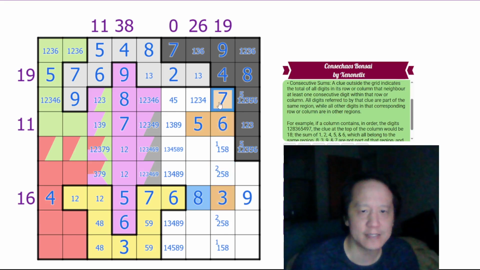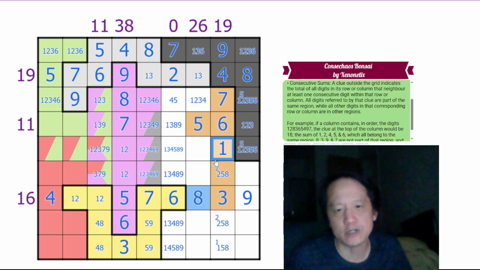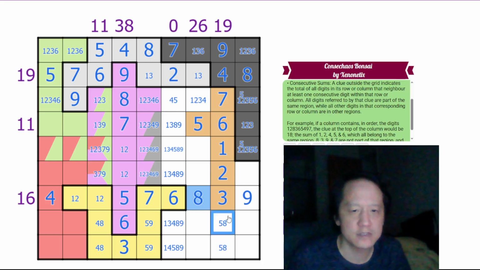If it's not, it goes 1, 2, 3, 4, 5, 6. Here, 2, 1. This would be a 6-cell region, which is not allowed. So these have to be part of the orange region, and it must be 1 and 2. So this is 1 and 2, which forces this not to be 1 or 2. This not to be 1 or 2. This has to be 5 and 8.